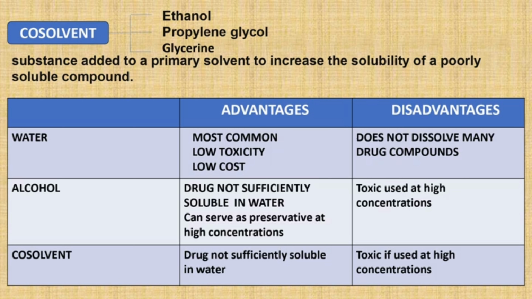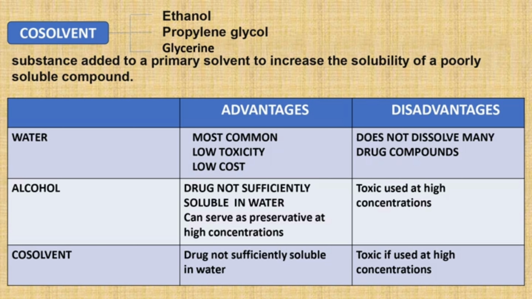Alcohol is used when the drug is not sufficiently soluble in water, and it can serve as a preservative at high concentrations. These are the main advantages. The disadvantage is that it is toxic when used at high concentration. Then for co-solvent, the advantage is for drugs not sufficiently soluble in water. The disadvantage is that it is toxic if used at high concentration, same as alcohol.